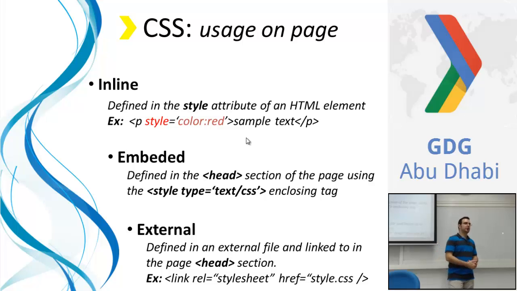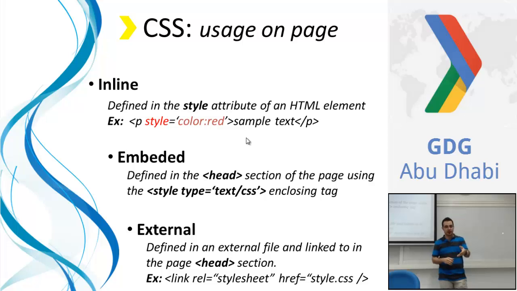So how do we use CSS? First of all, like I told you in tags, you have attribute and value. So you can have it inline within the tag itself, an attribute called style, and within that you can have a lot of values like color is red.